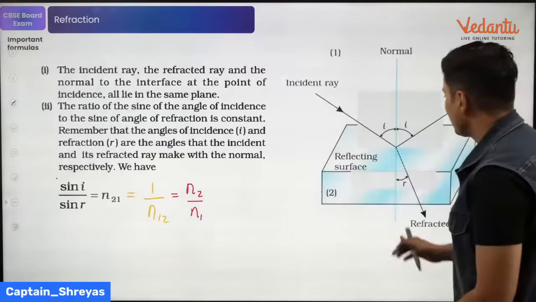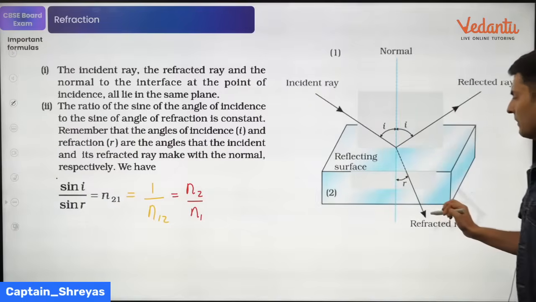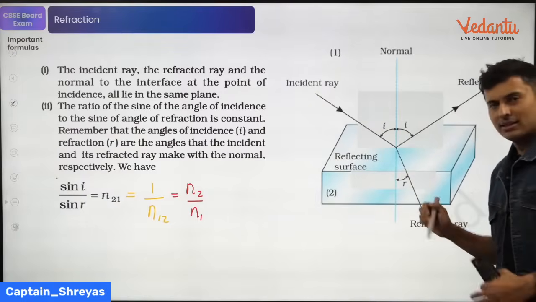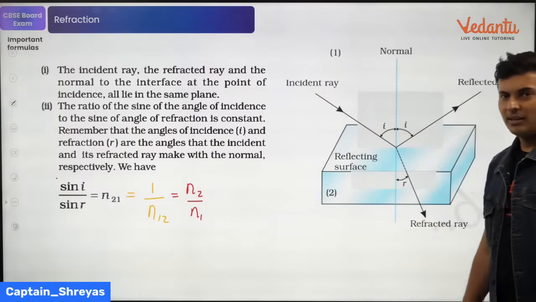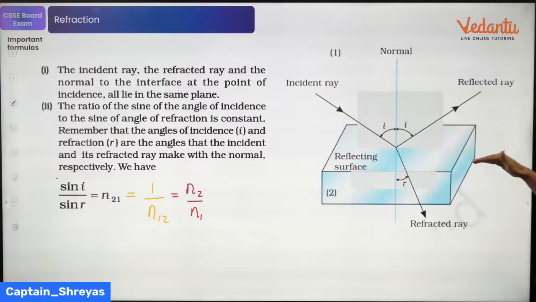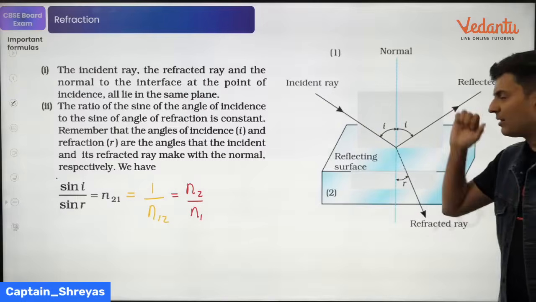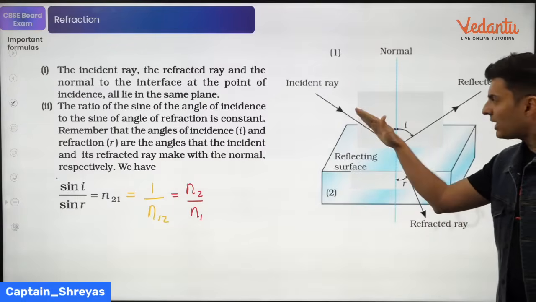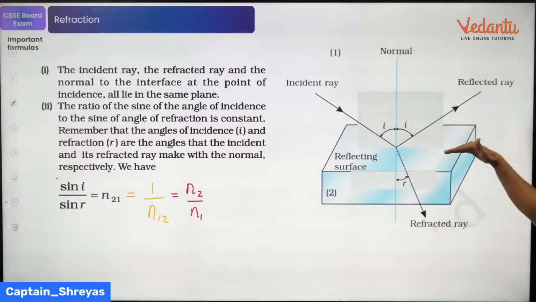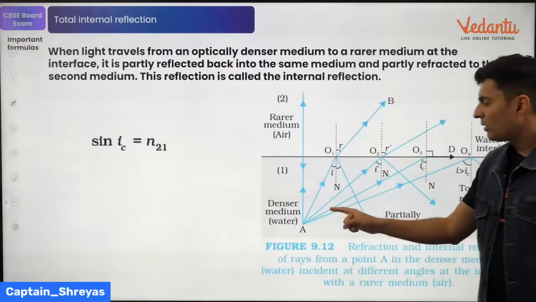Now, what happens, guys, when light changes medium, let's say it goes from rare to dense, it bends towards the normal. But if it goes from dense to rare, it goes away from the normal. The problem happens beyond a certain limit of incidence, where you cannot increase the angle because you no longer can refract the ray.